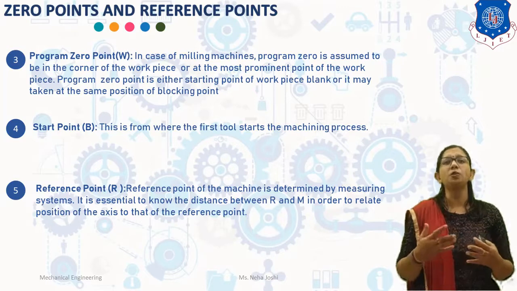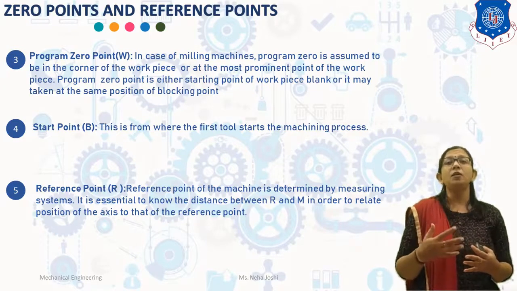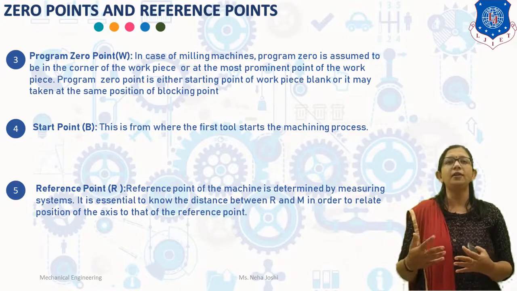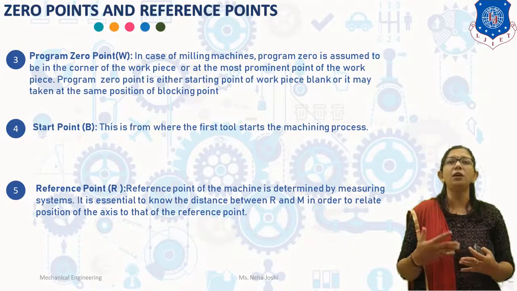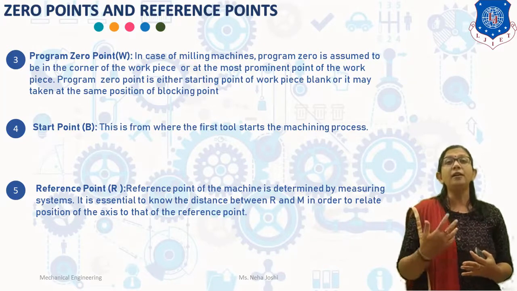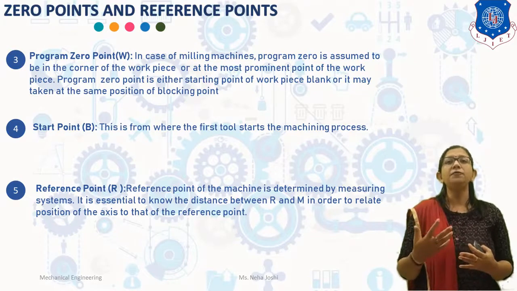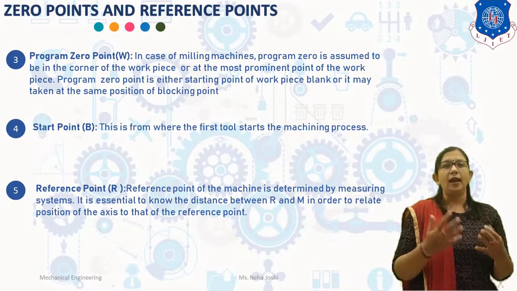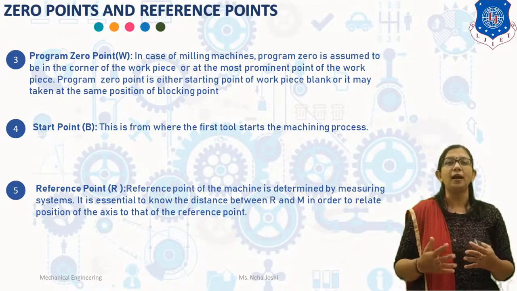The application of program zero point is quite advantageous to the programmer because the input values of X, Y, Z in the program differ from the values taken directly from the drawing. After that, the next point is the start point, which is designated by B. This is from where the first tool starts the machining process. And after that, the last point is the reference point, which is designated by R.